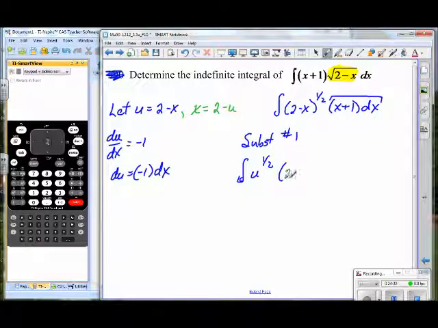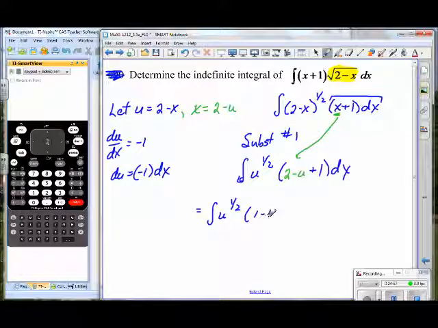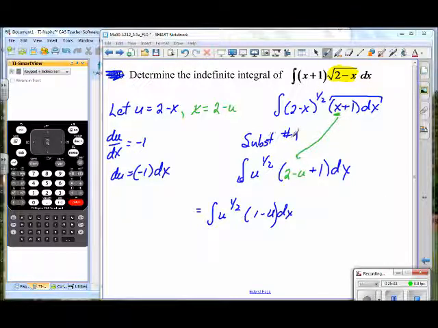In place of x, I'm going to write 2 minus u. So in place of that x right there, I'm going to write 2 minus u, and then we have plus 1 dx. So that looks like this. We have the indefinite integral of u to the 1/2, and then this is going to be 1 minus u quantity d. Well, let's go back.